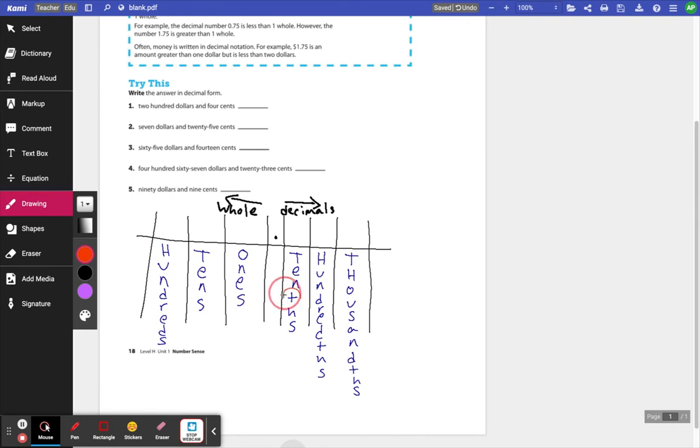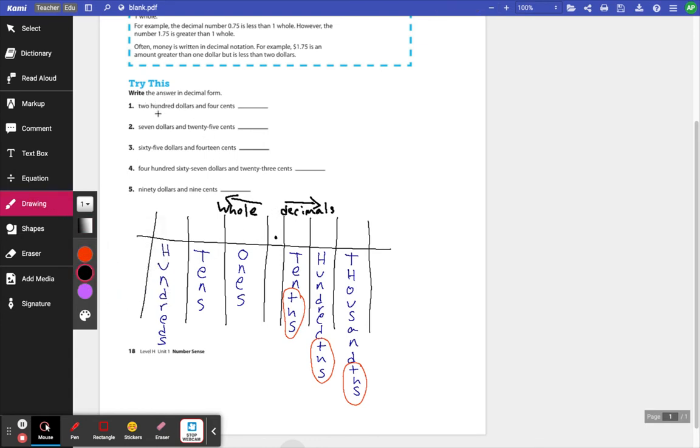So again, we're noticing that all the numbers on the right side, the way we pronounce them is with a THS at the end. That really tells us that the number over here is going to be in the decimal spot, right? It's different than the tens place over here. So tens and tenths, there's a difference there. Okay, let's move on.